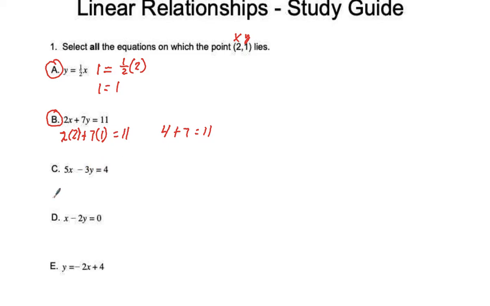5x minus 3y equals 4. So we'll put the 2 in for x. 5 times 2, and then minus 3 times 1 equals 4. Well, that would be 10 minus 3 equals 4. Well, 10 minus 3 is 7, and 7 does not equal 4. So this one's false. That means this line, this is a linear equation. We could graph this and it would make a line on a graph. It's just that the line would not go through point (2,1). It would go through other points. Okay.